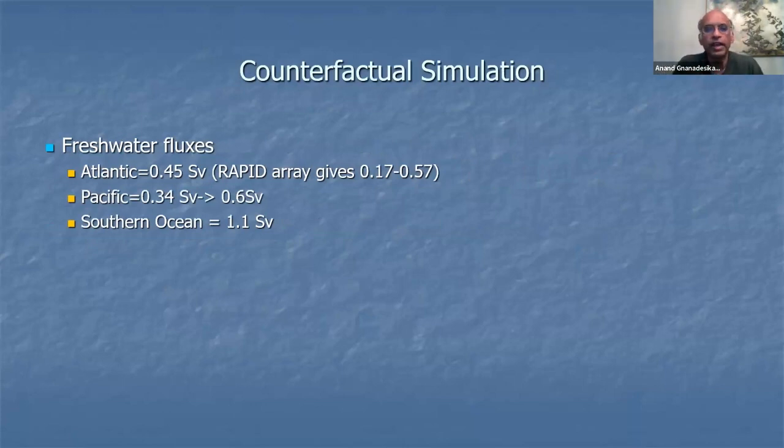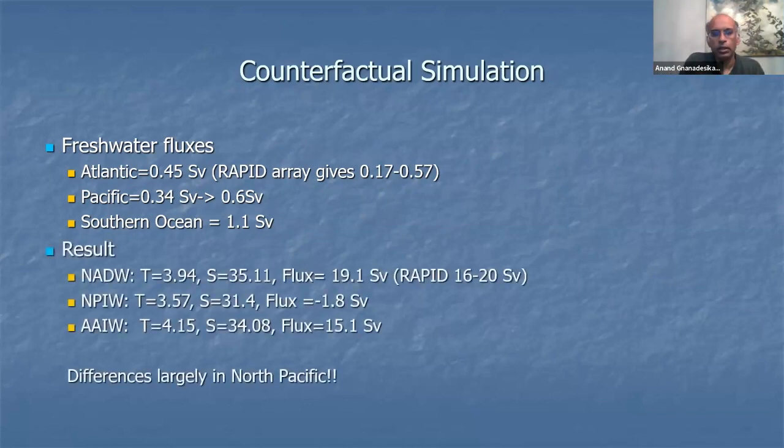I can also do a counterfactual simulation where instead of letting the Pacific freshwater flux be 1.7 times the size of the Amazon, I make it 3 times the size of the Amazon. When I do that, I get a very similar overturning in the Atlantic, about 19 sverdrups. I don't expect you to remember, but the value that we had was 17.6 plus or minus 3.1. I turn off the North Pacific, the Pacific becomes cold and fresh, but the other basins basically look very close to what they should be.